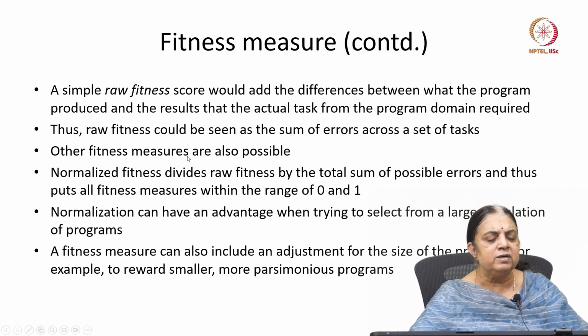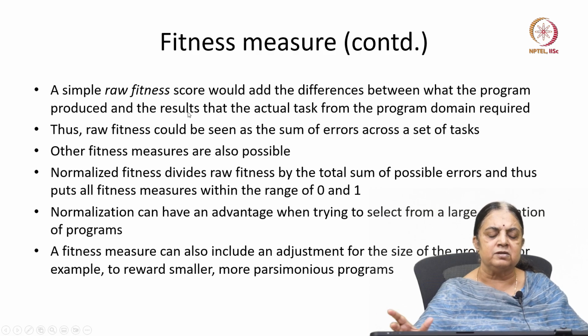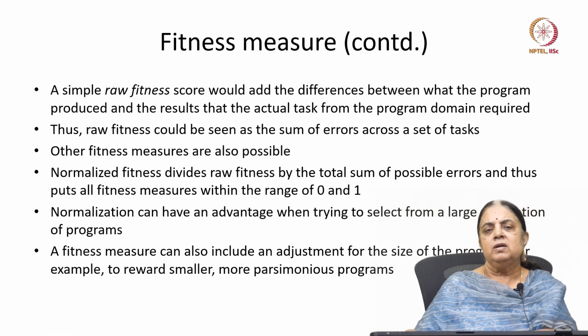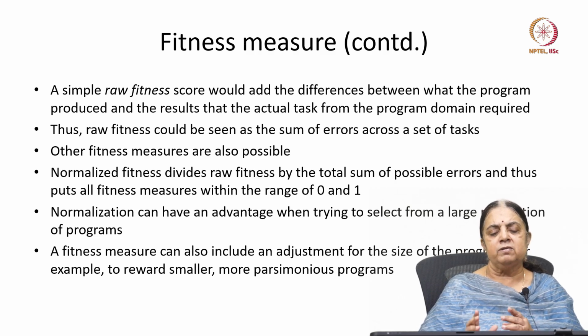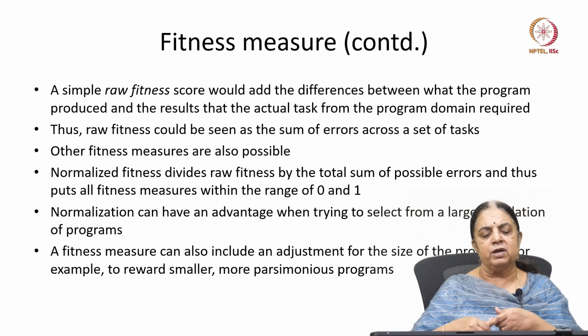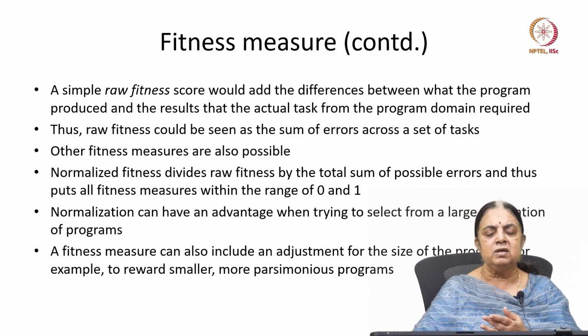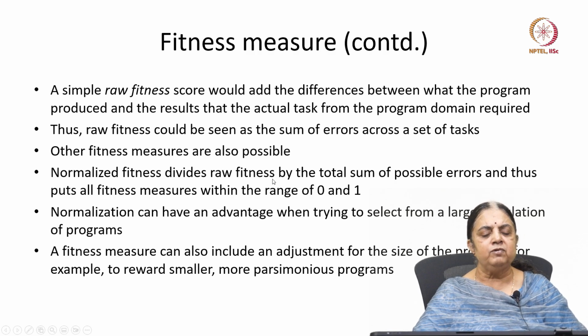So one way of finding it is to find the difference between what the program has produced and the result which is given to you. So this would be like a fitness score, the error that you're going to get. And if you take this error across a number of tasks, you can add up all these errors, and that may give you the fitness value. And if you divide by the total sum of possible errors, you will get it between 0 and 1.